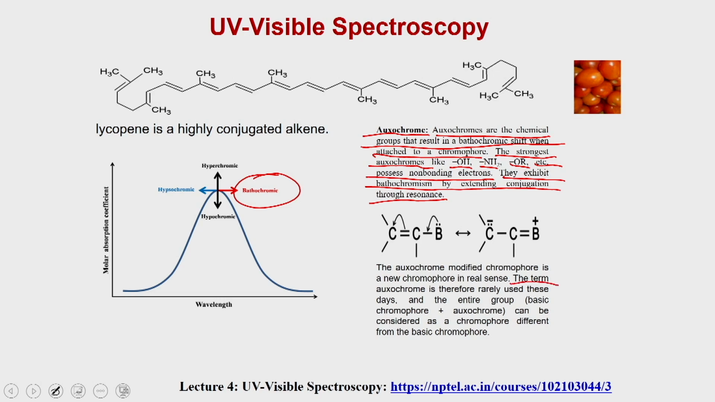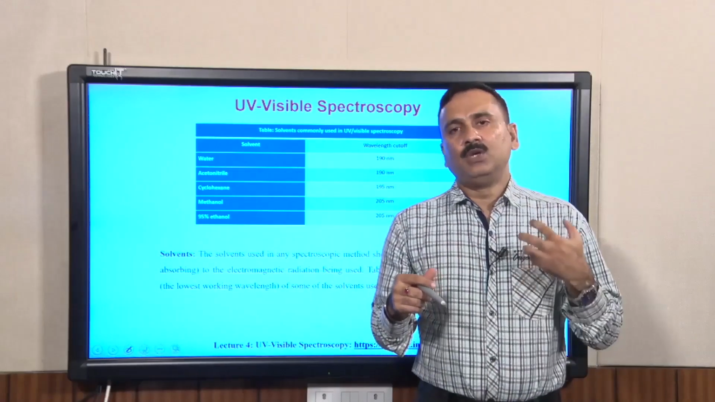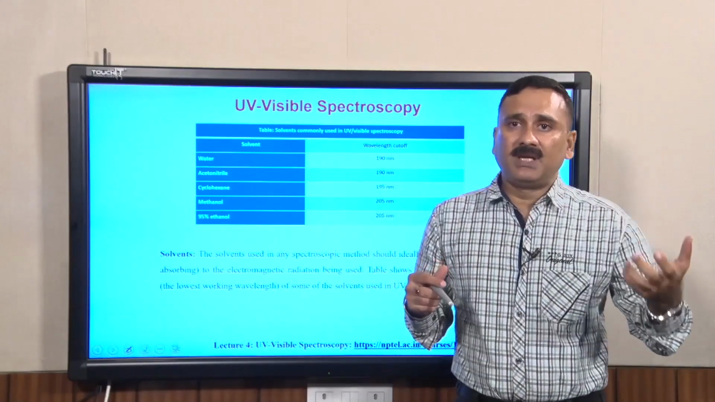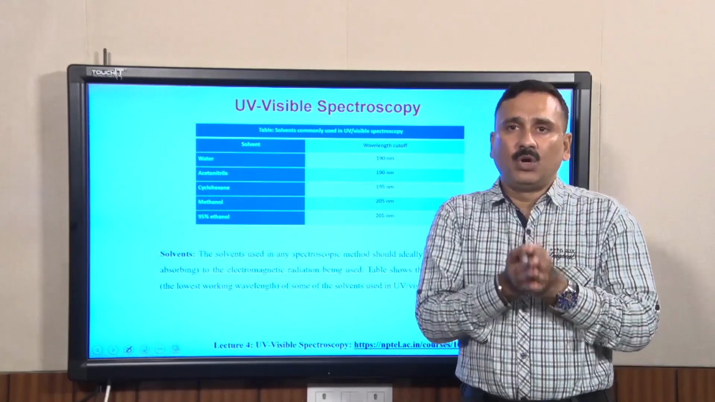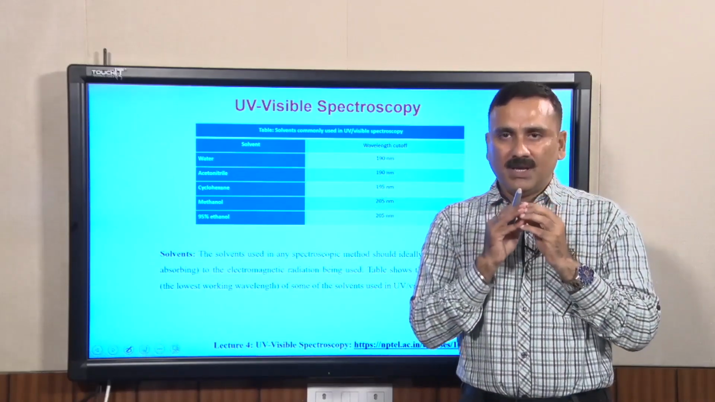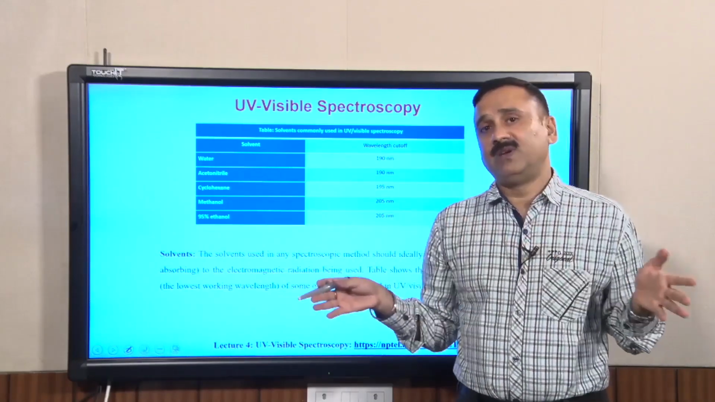The term auxochrome is therefore rarely used these days, and the entire group can be considered as a chromophore different from the basic chromophore. Apart from that, when you do UV visible spectroscopy, you actually measure the absorbance or the transmittance in a particular solvent system, and ideally the solvent system should be completely transparent; it should not absorb at the particular wavelength or range of wavelength where you are working.